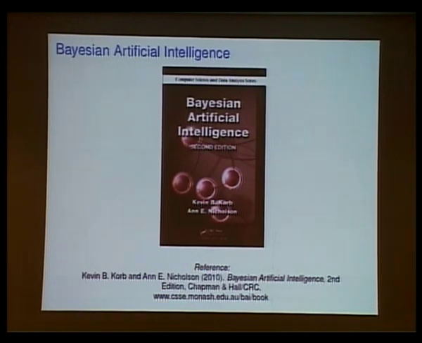This is my book. Today's talk and tomorrow's talk are really just distillations of part one and part two of this book. So today is introducing Bayesian networks and a little bit of philosophy of probability. And tomorrow I'll talk about causal discovery of Bayesian networks, which is a booming area. Well, Bayesian networks in general are booming.